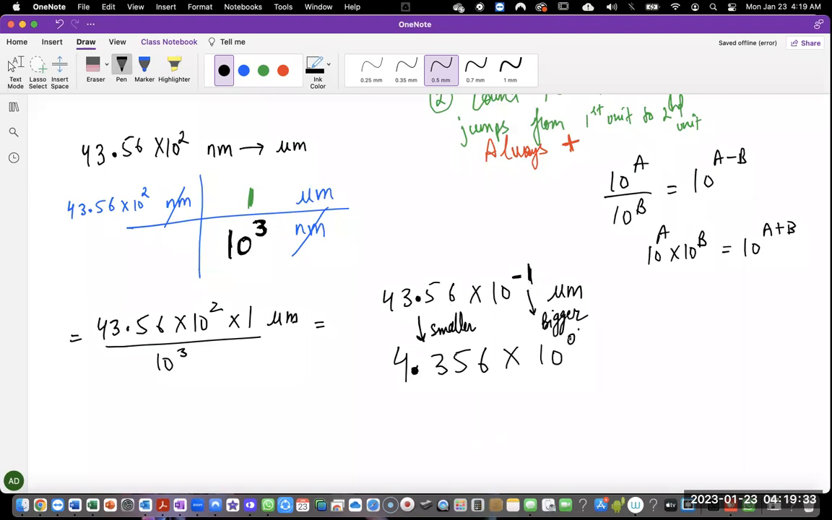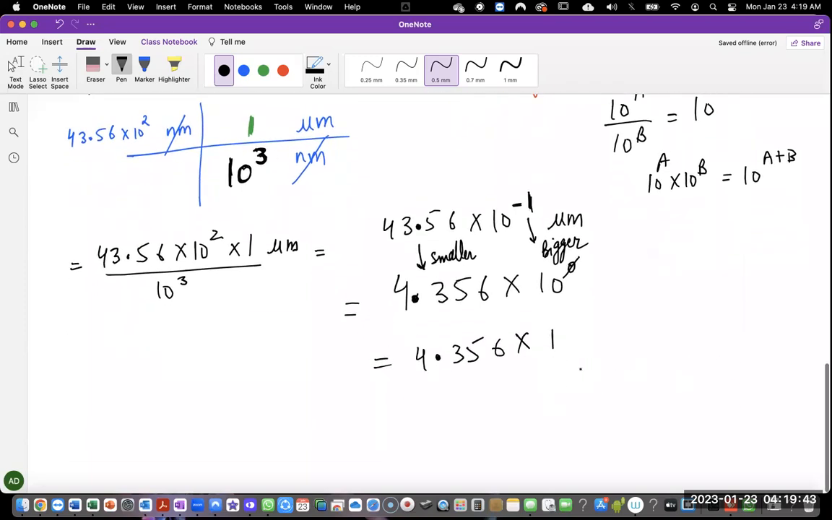It's actually 0. What does 10 to the power 0 actually mean? It means 1, right? So 4.356 multiplied by just 1. You guys remember 10 to the power 0 is equal to 1. So 4.356 times 1. So your answer is basically just 4.356 micrometers, and that's it. That's your answer. Don't forget the unit. Okay, so that is the answer for this.